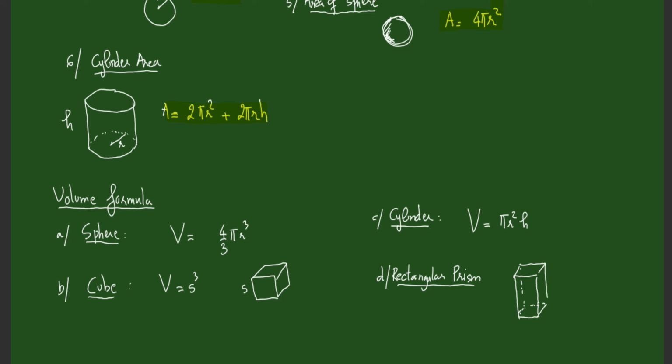All right, something like that. So in this case, the volume will be length times width times height. So this is the height right here, this is the length right here, and this is the width right here. Okay.